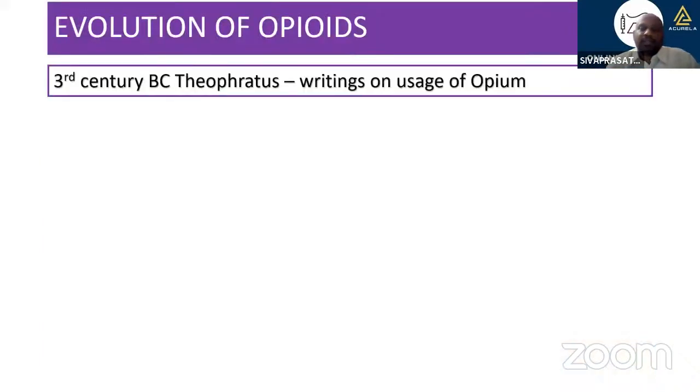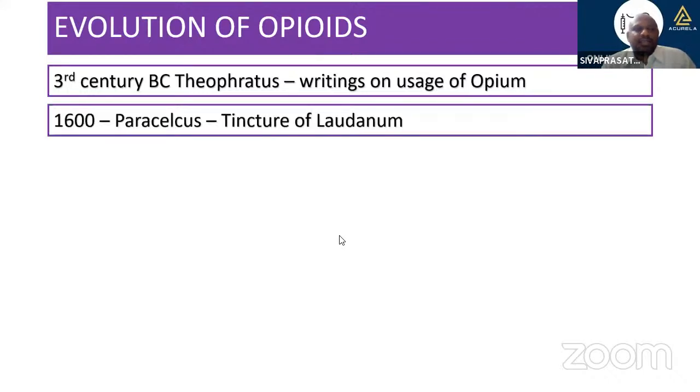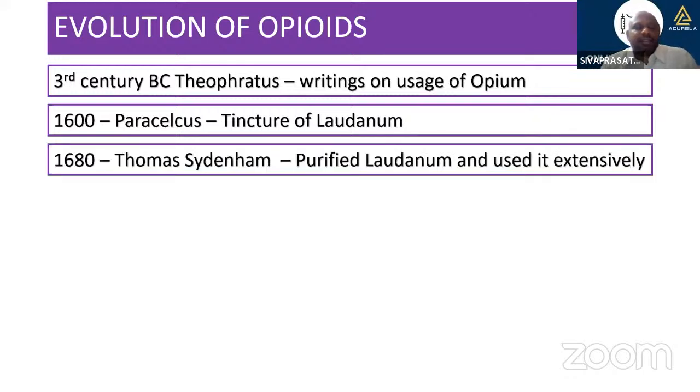So it was in the 3rd century BC. Look at the time, it is very, very old. Theophrastus's writings had uses of opium. And in olden days, more than its analgesic property, it was used as an antidiarrheal. It was in 1600 that Paracelsus produced this tincture of laudanum, which contained a mixture of alkaloids which relieved pain. And in 1680, Thomas Sydenham purified this laudanum and used its extract as an analgesic proper.